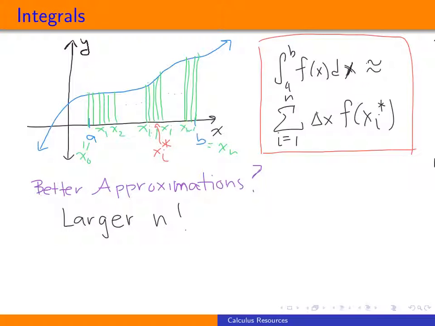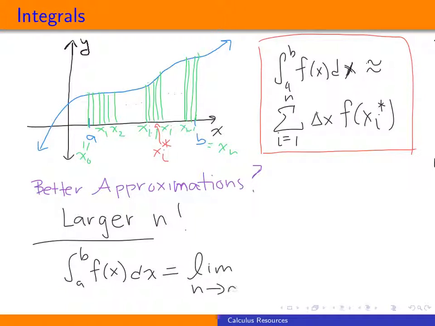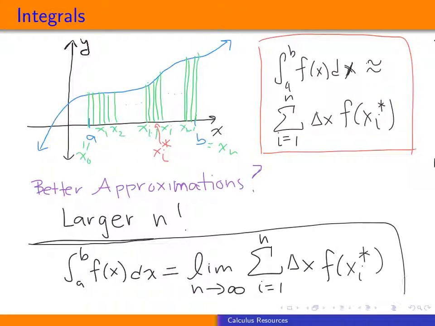So what we have in the end is that the integral from a to b of f of x dx is exactly equal to the limit as n goes to infinity, so more and more and more rectangles, of that sum i equals 1 to n of delta x times f of x sub i star. And this is how we can compute the definite integral.